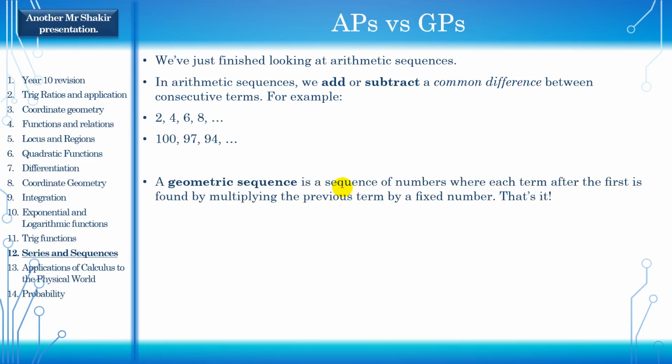Now in a geometric sequence, it's still a sequence of numbers where each term after the first is found by multiplying the previous term by a fixed number. And that's really the difference, right? In arithmetic progression, we add or subtract. In the geometric sequence, we multiply or divide. That's it. Everything else is almost the same. Obviously, the formula is slightly different, but in terms of the type of questions that'll come up and so on, and just generally the topic itself, it's fairly similar.